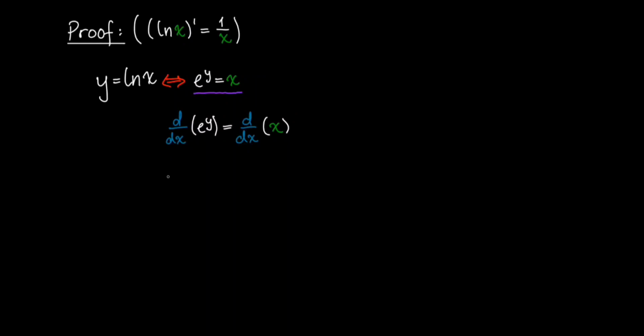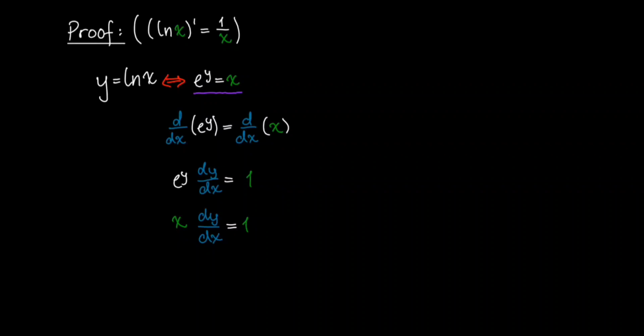On the left-hand side, I can tell you that this is going to be equal to e to the power of y times dy/dx. While on the right-hand side, you already know the derivative of x is simply 1. Now we can substitute x back into the equation, because in the beginning we said e to the power of y is equal to x. That means, instead of e to the power of y, I write x.